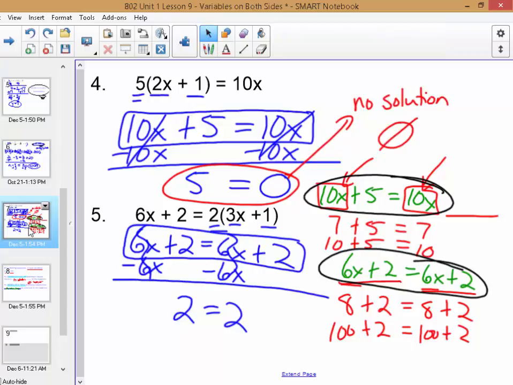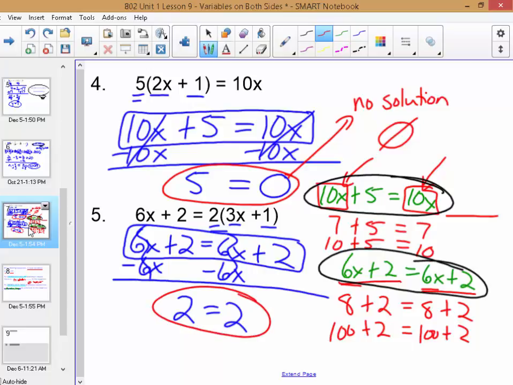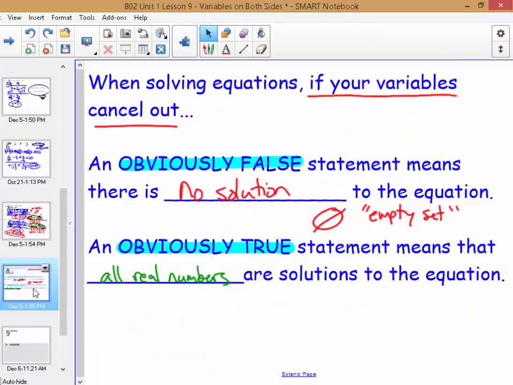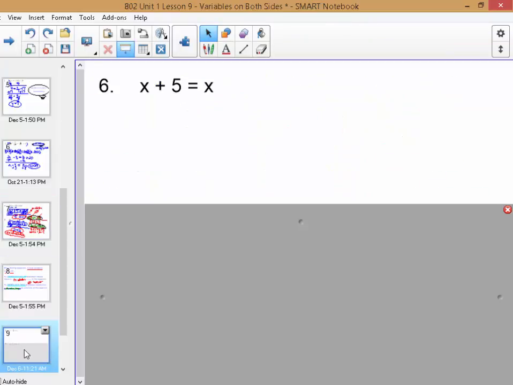Down on the bottom here, when I got to the point where 2 equals 2 is my answer, then I'm actually going to say x equals all real numbers. And I do expect us to write that completely out. But that means anything could work for x in that situation. So keeping this in mind, what we just talked about in the notes, let's try 2 last examples here.